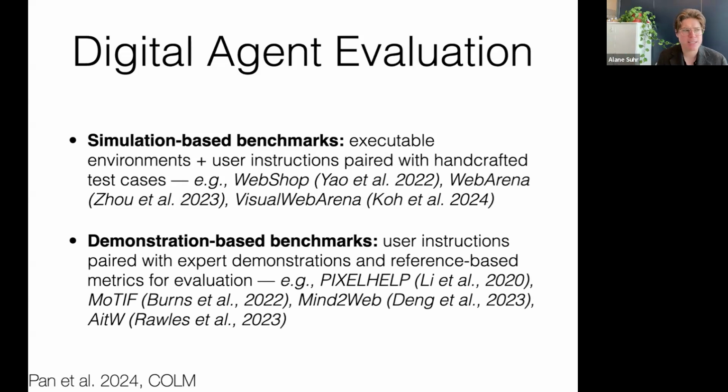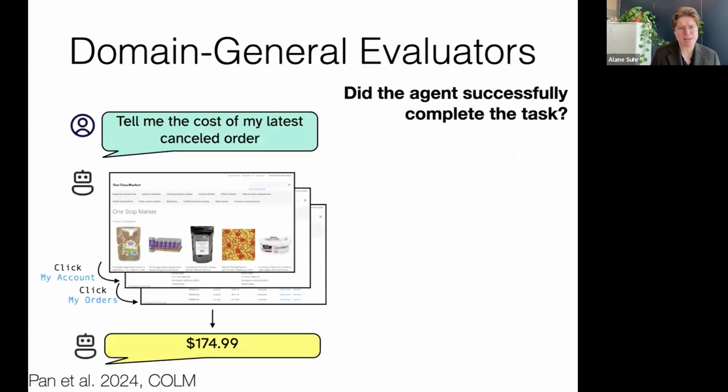But one of the issues with these is that we can't arbitrarily evaluate new trajectories very easily because we have only one reference. So instead, we ask the question, could we actually just generally evaluate an agent without these kinds of test cases and without demonstrations?